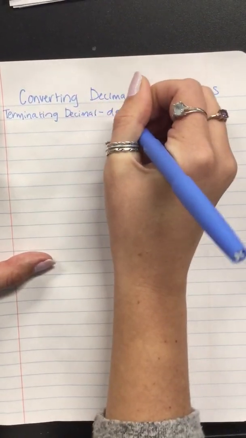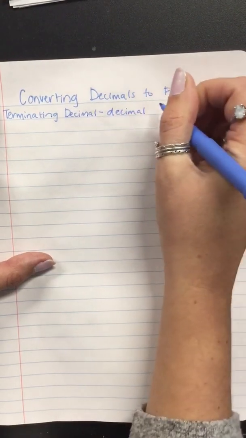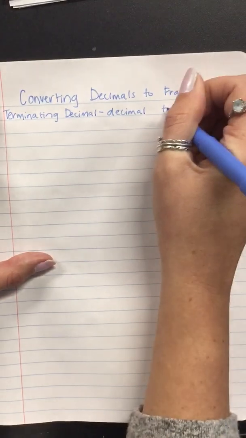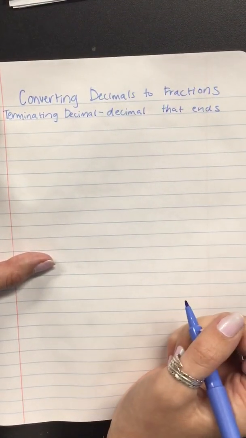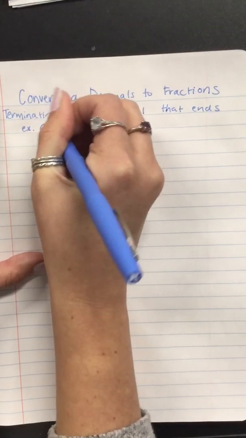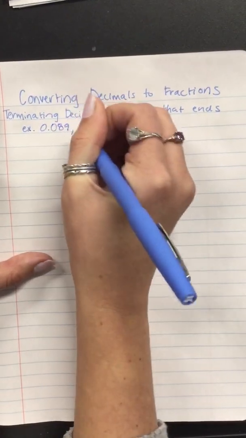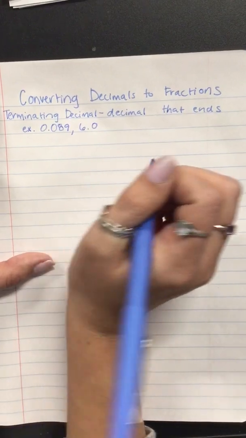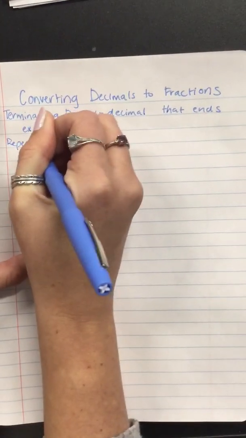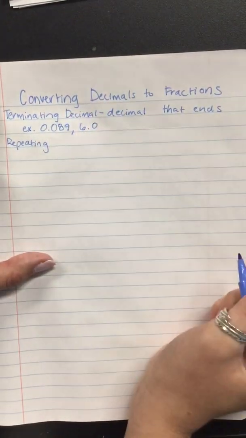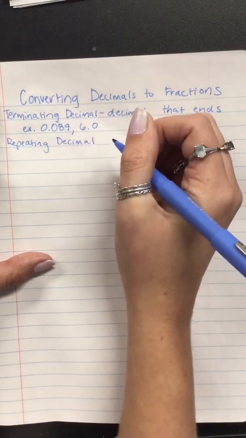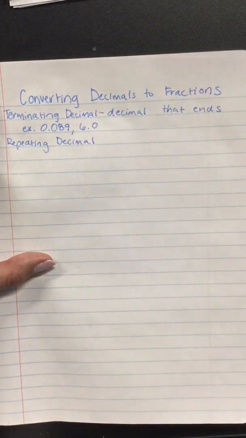And this is a decimal that ends. So that word terminating just means that it ends. Then an example of that is something like this or like this. Then we go ahead and we're going to talk about a repeating decimal. So these are the two types of decimals that we can have where it will be a rational number. I've got the terminating decimal and the repeating decimal.